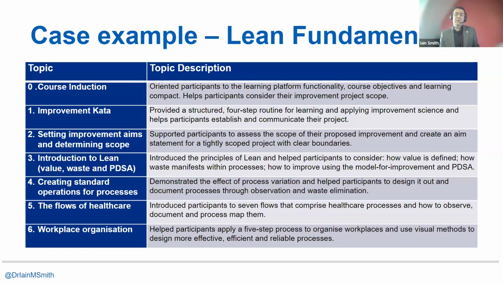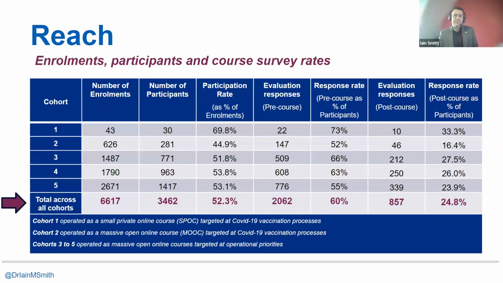If you move us on again, Jorim, we'll start to look at some of the data on the Kirkpatrick levels. So we're looking at reach and reaction in the first instance. As we say, we had 5 cohorts of this run over 18 months. The first cohort was a little bit different in as much as it ran as a small private online course with a relatively small number of participants, and it was focused very specifically at COVID-19 vaccination processes, as it was launched in February 2021, just as vaccines were becoming available.